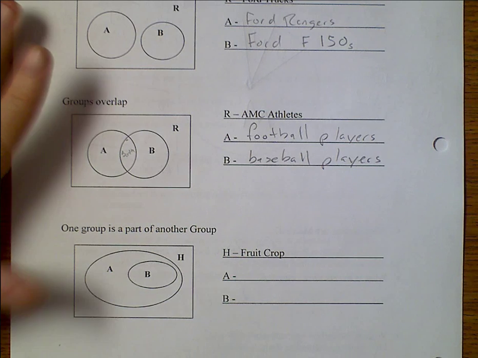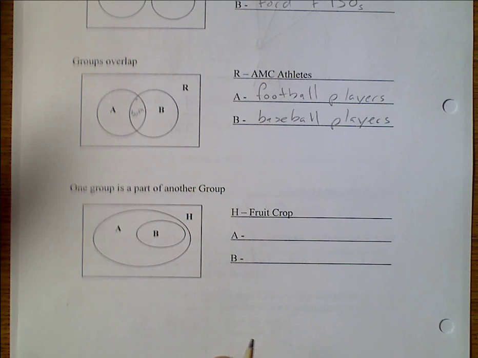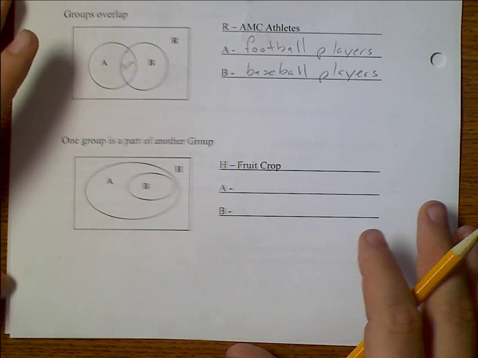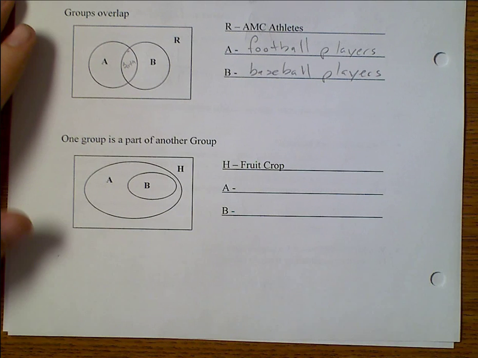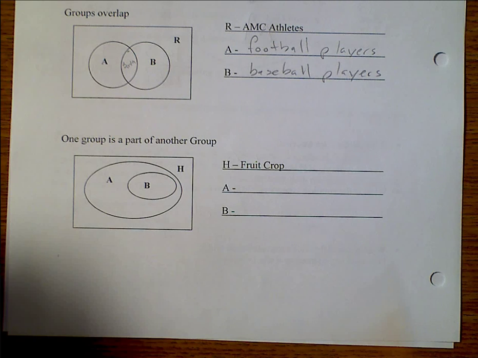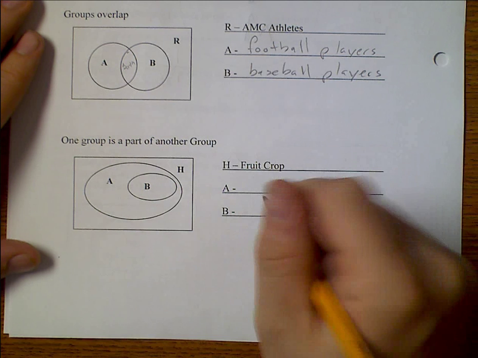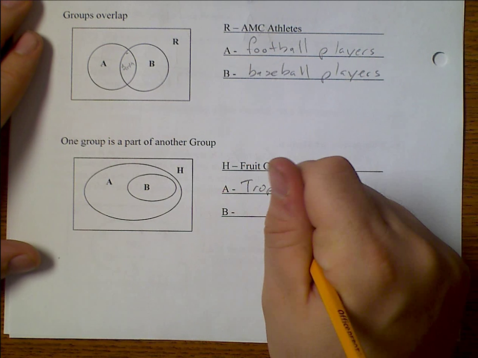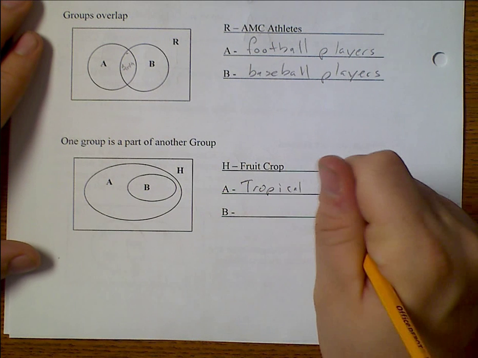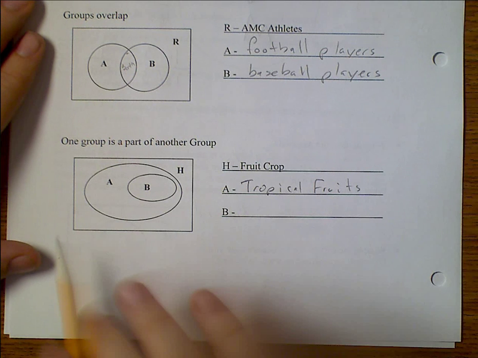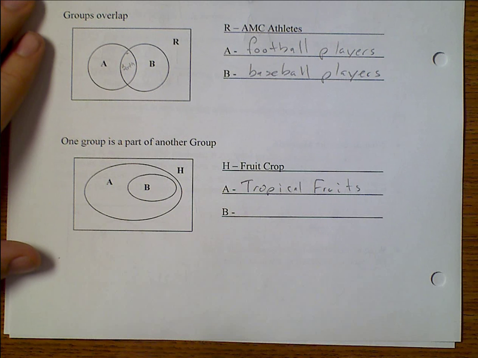And then we have, in a Venn diagram, where one group is part of another group. And so H is a fruit crop. Okay, so we've got all these different fruits in our fruit crop. And let's call A tropical fruits. Okay, so A is all of our fruits that we consider tropical.